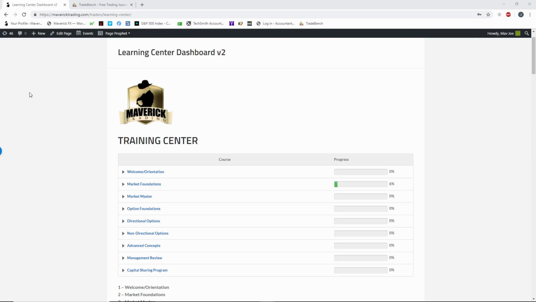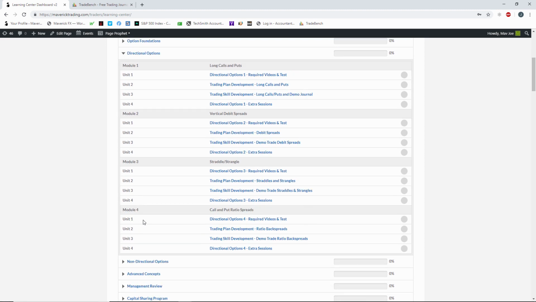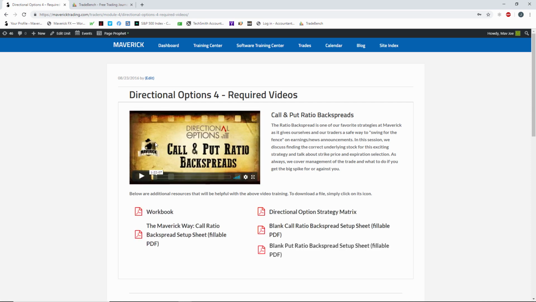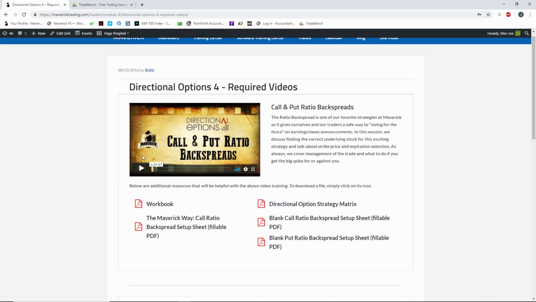The first thing we're going to do is find what we want to talk about, which is our directional options. We're going to scroll down here to Module 4, Directional Options. This is where we're going to pull our fillable PDFs. You've watched the video. You guys are now very excited and ready to go out and trade some of these call and put ratio spreads. If you're like me, folks, I trade these primarily on earnings announcements. They're a lot more fun this way.